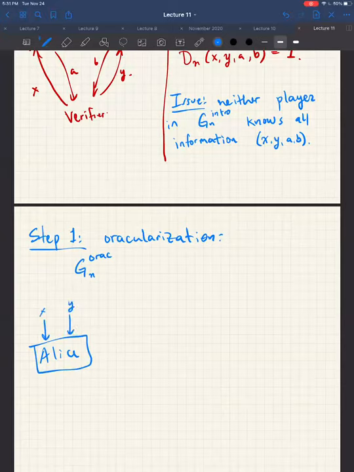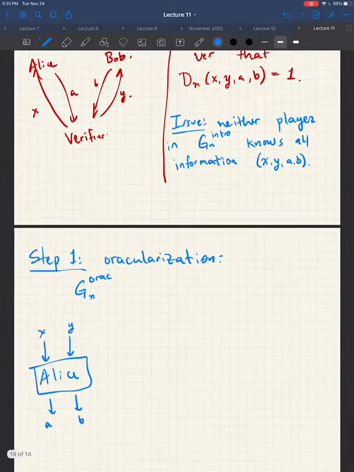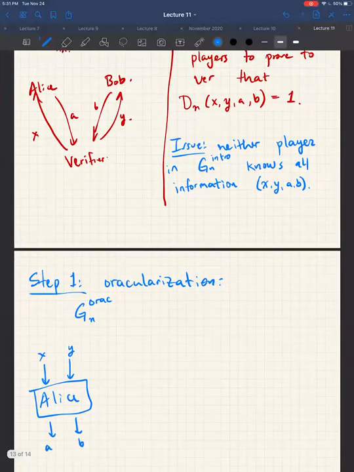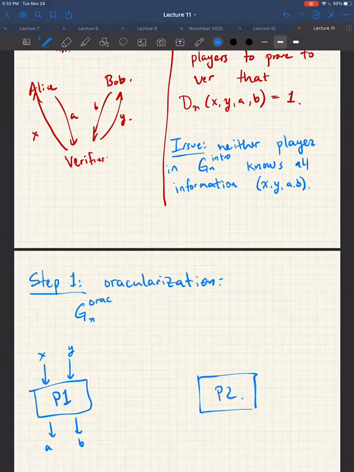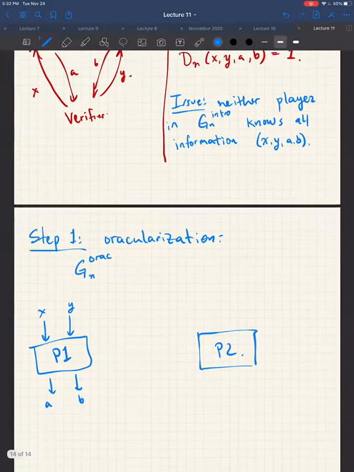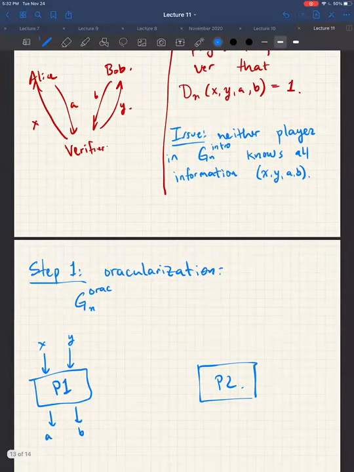Right. And I won't say what Bob's going to get. And what Alice is supposed to produce are answers A and B as if she were actually both Alice and Bob. And just because it's kind of confusing, in this oracularization game, I'll label the players P1 and P2.